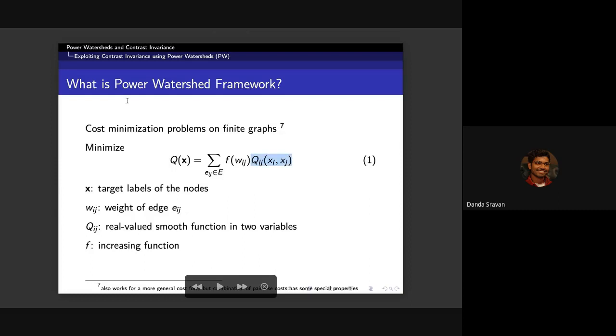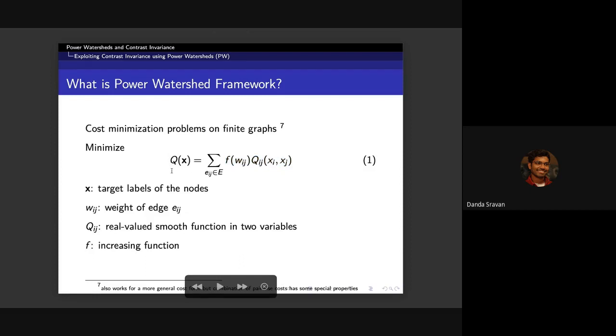Although my Power Watershed framework can be applicable to generic functions, in today's talk I'm going to deal only with this specific class of functions. This is because it suffices for our discussions. Second, when my cost function is in this form, there are some special properties which we are going to see in a couple of slides.